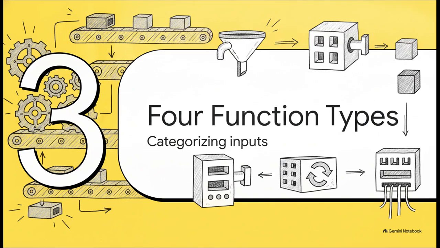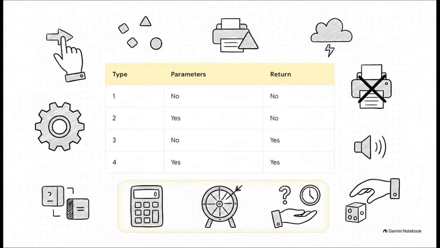Section 3. The 4 function types. Let's see the different models available for our assembly line. Now, what's really fascinating here is how neatly all our options categorize into 4 distinct combinations, just based on inputs and outputs. Type 1 has no parameters and no return value. It takes 0 raw materials and gives back 0 product. It just triggers a standalone action, kind of like that void welcome example we just talked about.